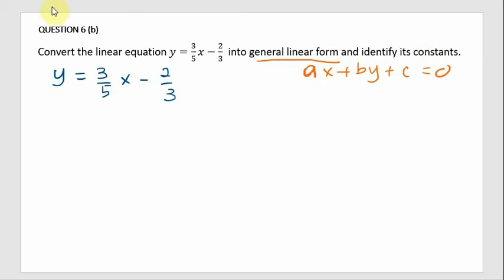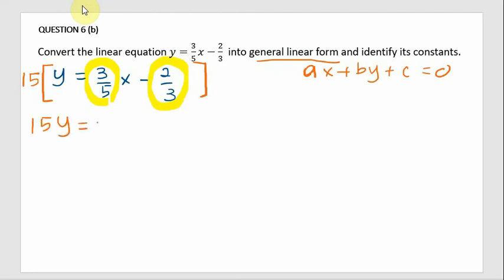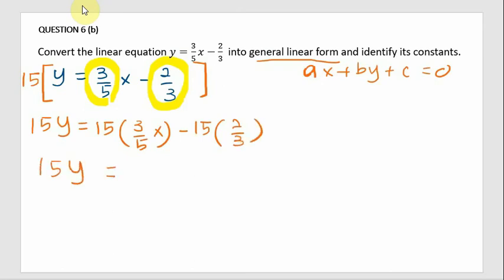Then we have here the fraction 3 over 5 and negative 2 over 3. So we need to multiply this equation by the denominators 5 and 3, so we multiply by 15. So here we have 15y equals 15 times 3 over 5x minus 15 times 2 over 3. So we have here 15y equals 9x minus 10.